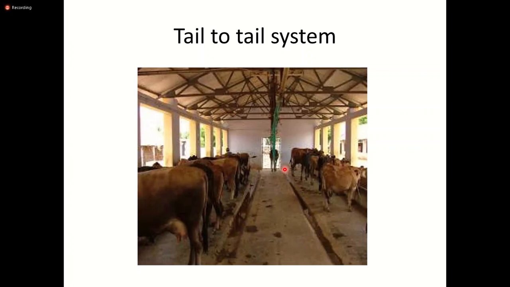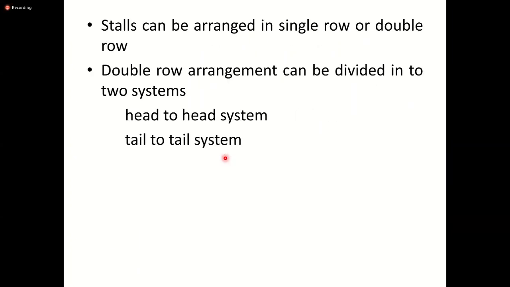So you can see this one over here, right? This is the central alley, and these are the animals. They are in a tie-up system, kept inside the house without a chance to go outside. They are arranged tail to tail. As I mentioned, there are two systems: the tail to tail system and the head to head system.